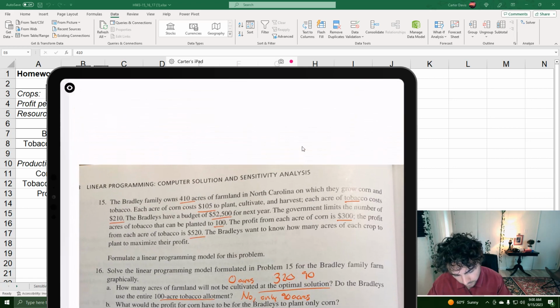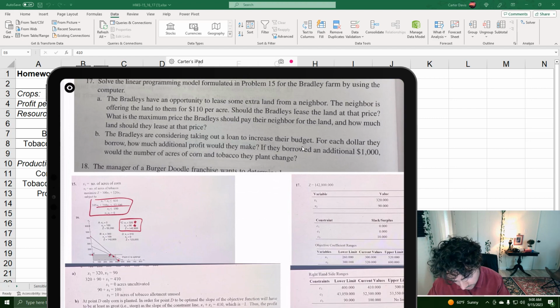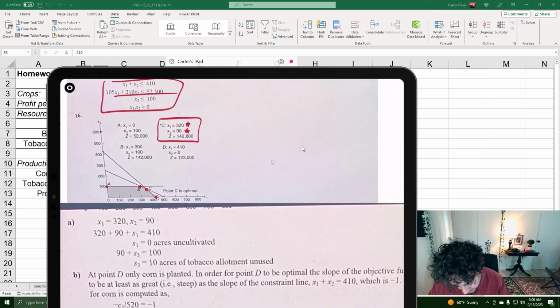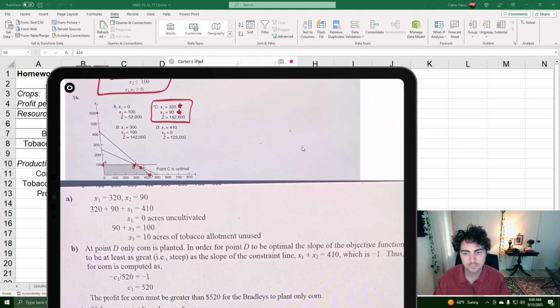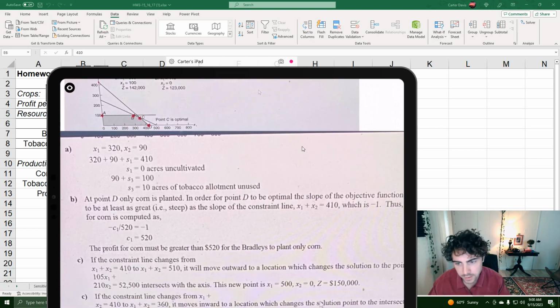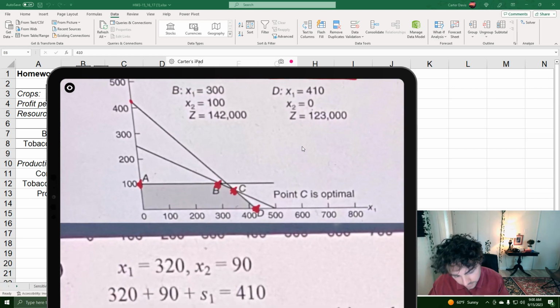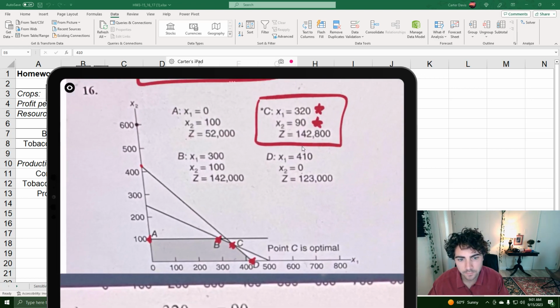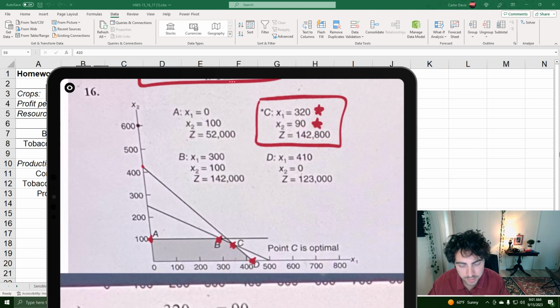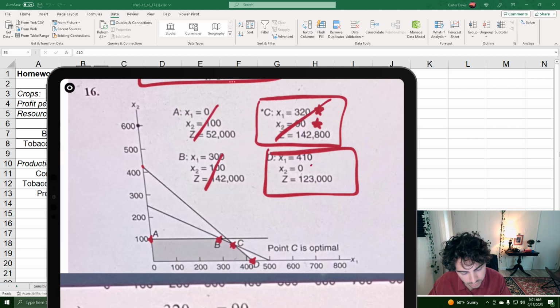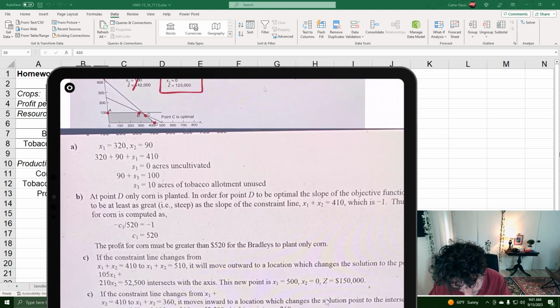Now, this is referring to the graph. I'm going to try to explain it how they do. So I'm just going to use the graph, but also the answer key to help explain it. Down here, they say at point D, only corn is planted. They're talking about, from these points here, the only point that has no tobacco planted is D, because no tobacco means 0 tobacco here, right? So the only corn planted option is 410, 0, okay?